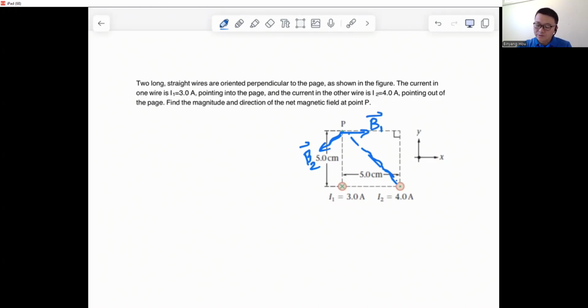Now, this should be a right angle here because the field should be perpendicular to the radial direction. It should be in the tangential direction. Magnetic field produced by a current carrying wire is in the tangential direction. And this B1 is perpendicular to this one here, so they are not in the same line. All right, so let's find the magnitudes of the two first.